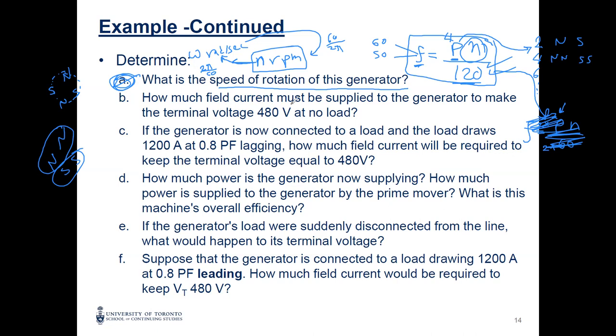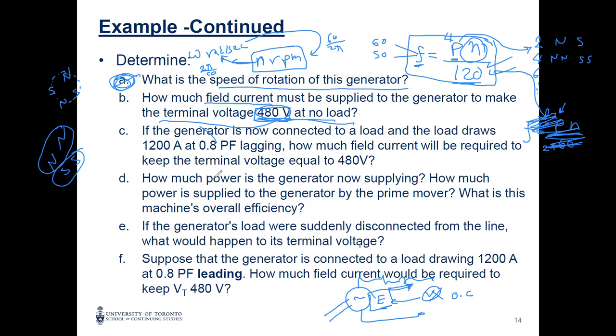Next, how much field current, IF, must be supplied to the generator to make the terminal voltage this value at no load? For the no load, you have your generator and you have RA. At no load, this is open circuit, right? So there is no current here, and E equals V. The terminal voltage at no load is actually the E, because no current is flowing. So E is given by 480.